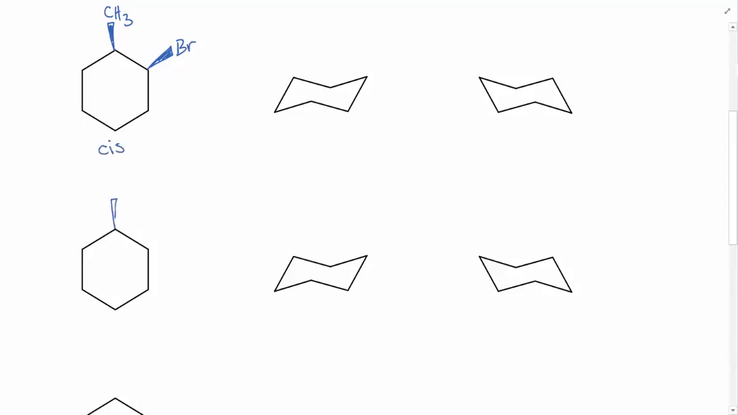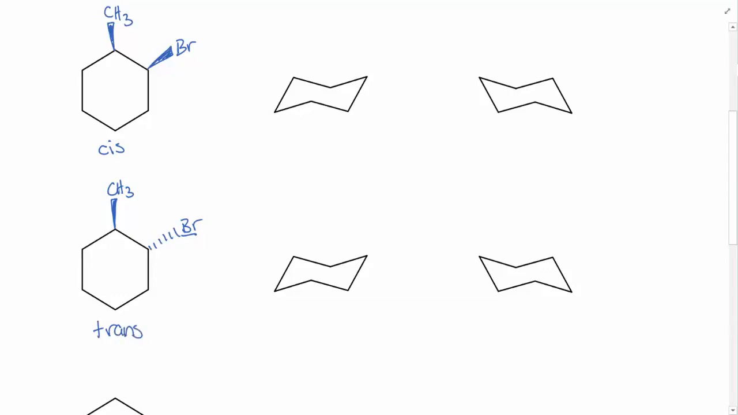If instead one was a wedge, so let's put our CH3 as a wedge, and the Br was a dash, then one of them's coming towards us out of the page, that's the CH3, while the Br is going into the page. So they're on opposite sides of the ring, so we call this trans.